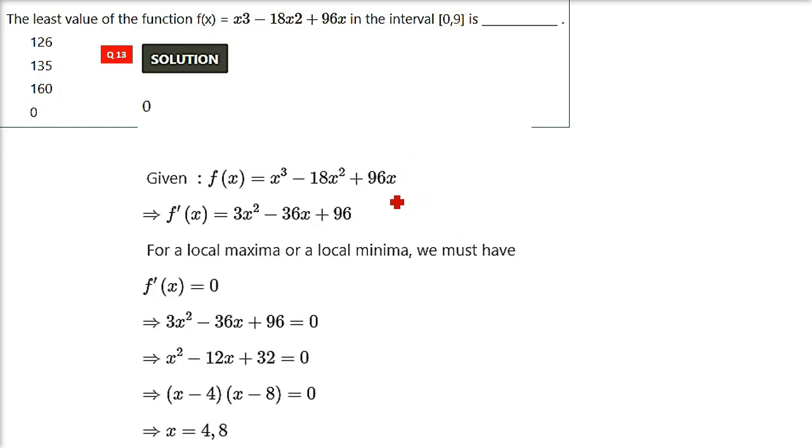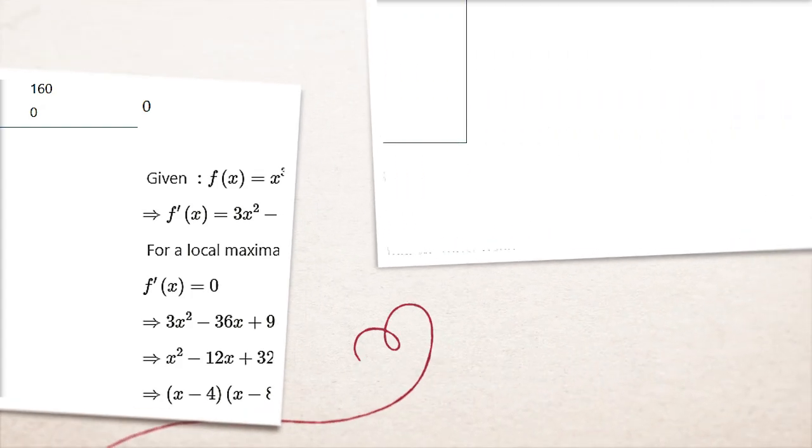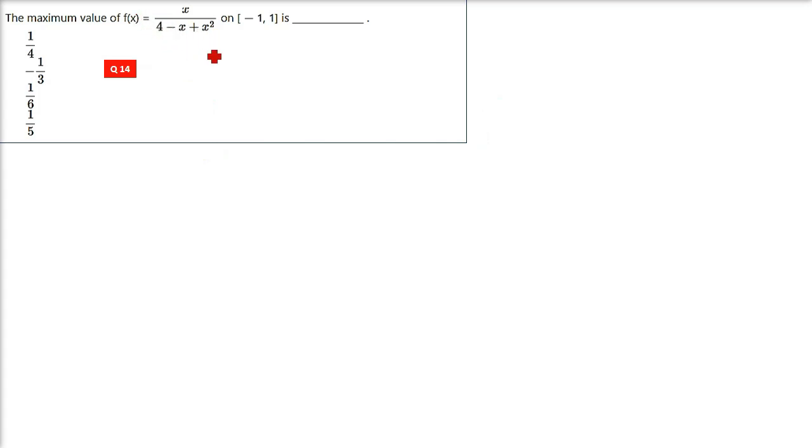How are you going to solve this? This is a kind of different question, but very easy if you understand the logic. The maximum value of fx is equal to, this is the expression, on -1 and 1 is. So what do we do here? These steps remain the same. First thing is to differentiate this. That is f dash x we are going to find out.